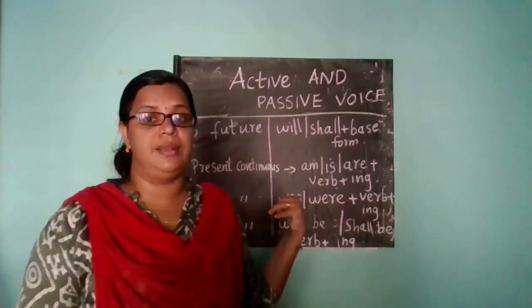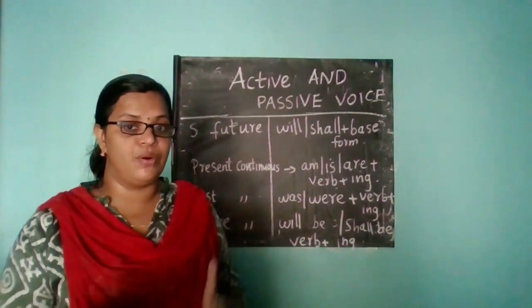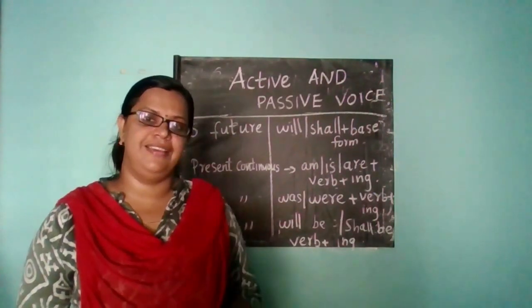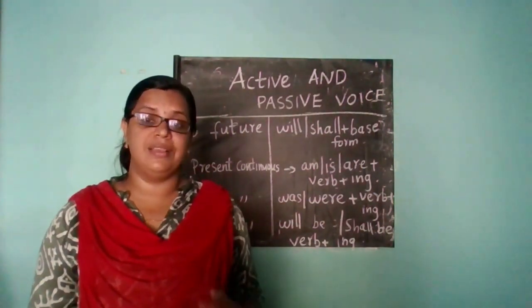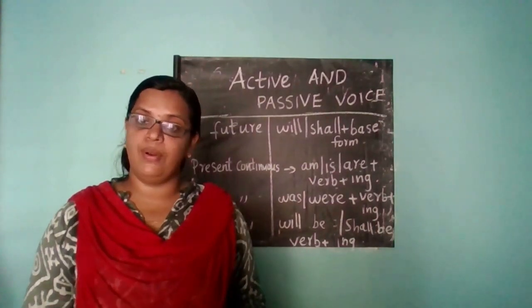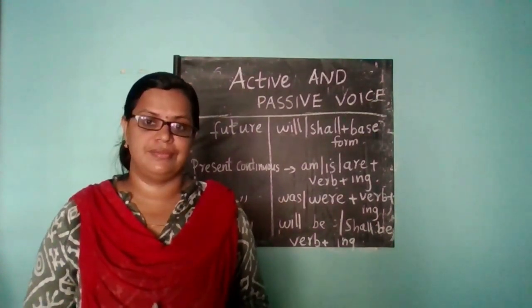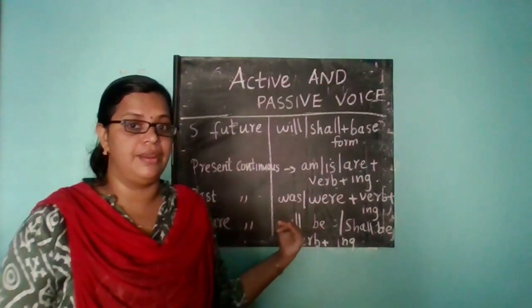Then what about past continuous? Was or were plus verb plus ing. He was doing his homework. They were watching television. Okay, then future continuous.